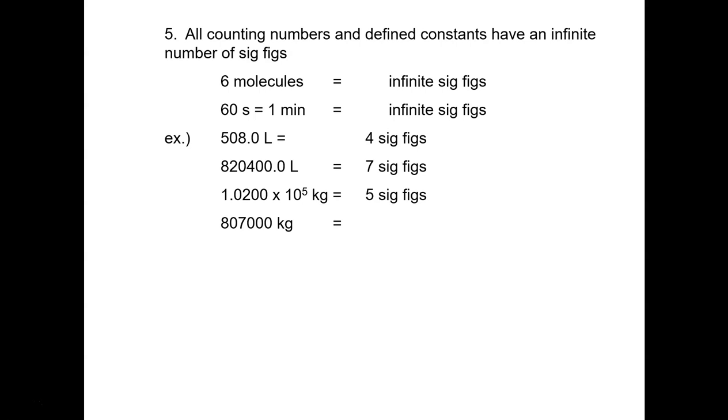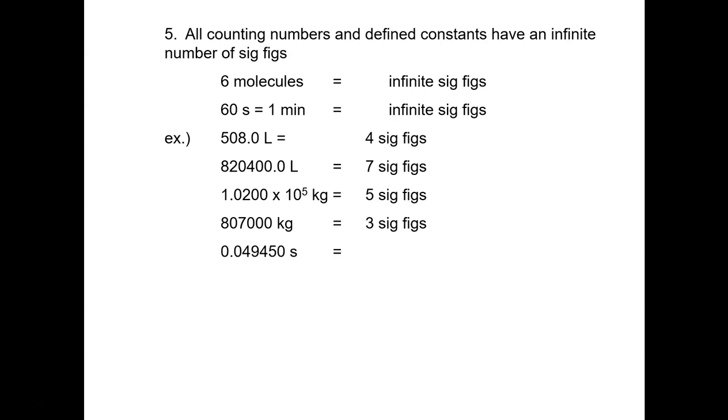807,000 kilograms. The 8, the 0, the 7, of course, count. What about those last 3 zeros? Do they count? No decimal point showing at the end. Therefore, they do not count. Remember, zeros at the end only count if there's a decimal point showing. There's no decimal point showing at the end. Therefore, there's only 3 significant figures in this number.